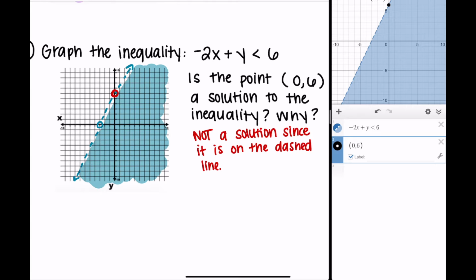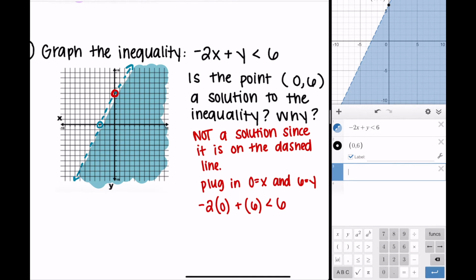Now, if you wanted to test it out to be extra sure, what you can do is plug in 0 for x and 6 for y and see if you get a true or false statement. So when we do that, we have negative 2 times 0 plus 6 is less than 6. So I'm going to type that into Desmos, or you could do that by hand if you wanted. But you get 6 is less than 6. Okay? That is false. 6 is not less than 6. 6 is equal to 6. So this is not a solution.